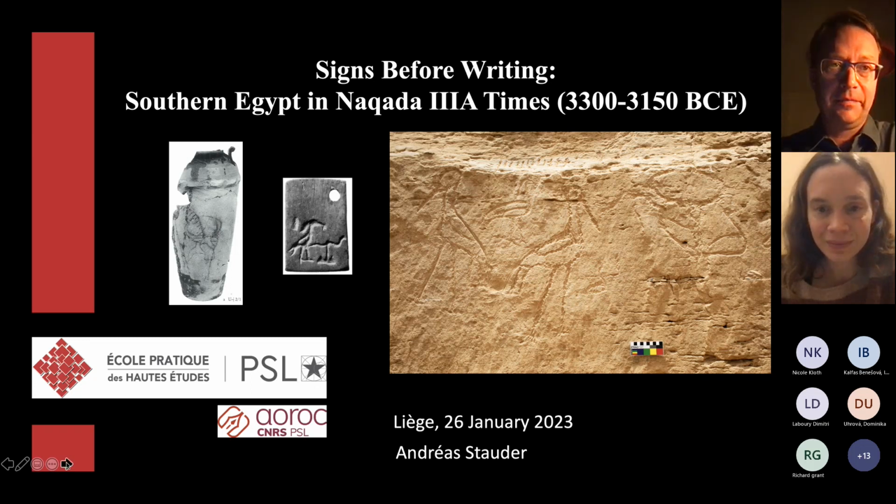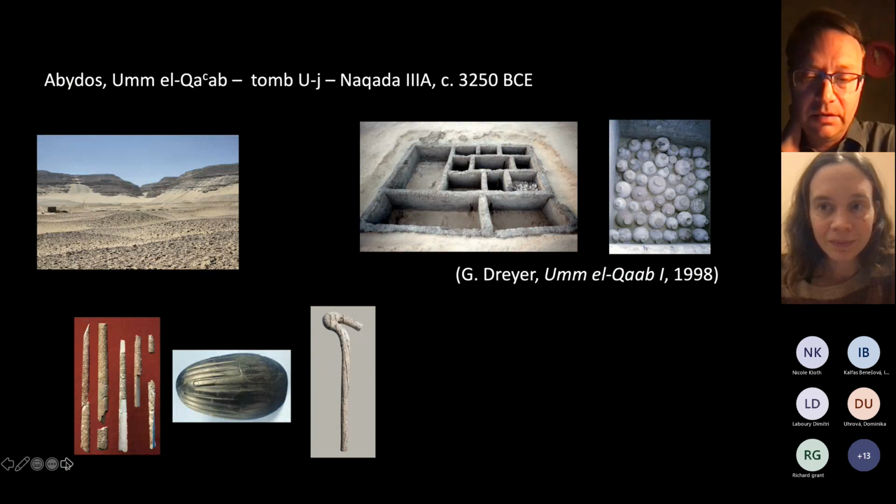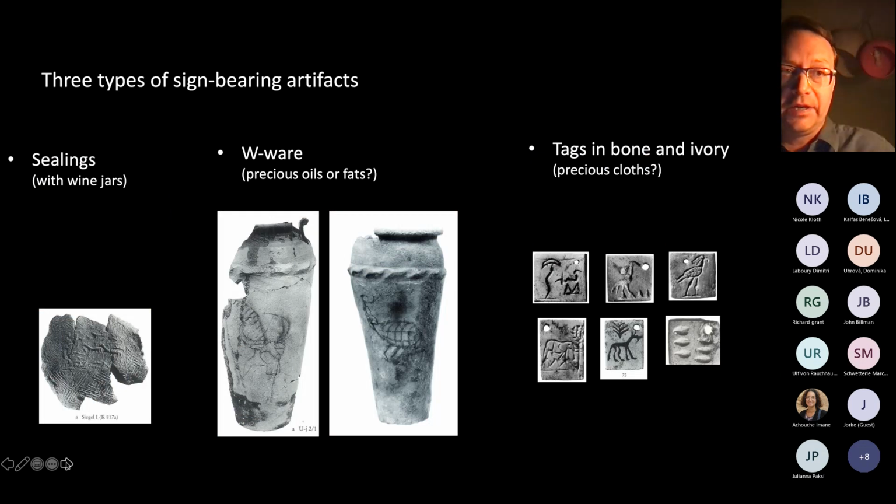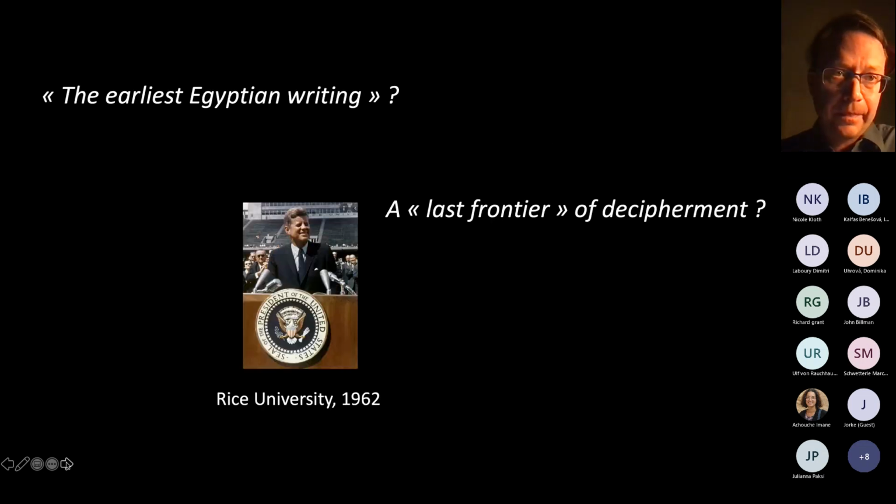So let's get started. The scene is well known. We are in Abydos in the necropolis of El-Ka'ab, more specifically Tomb UJ, time Naqada IIIA, 33rd century BCE. A unique tomb at the time with multi-chambered lined brick and very rich contents, even if plundered. So what we're really interested in today is these 3 types of sign-bearing artifacts. Sealings associated with wine jars, imported wine at the time, so-called wavy-handled ware, probably containing precious oils or fats, and finally tags in bone and ivory, possibly associated with precious cloth.